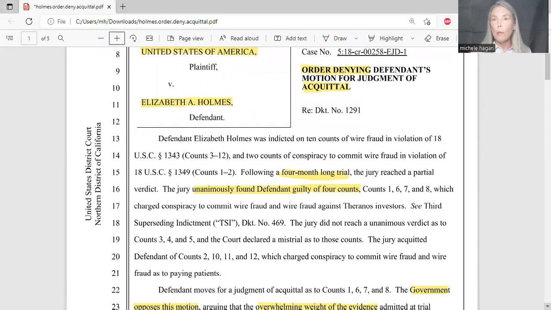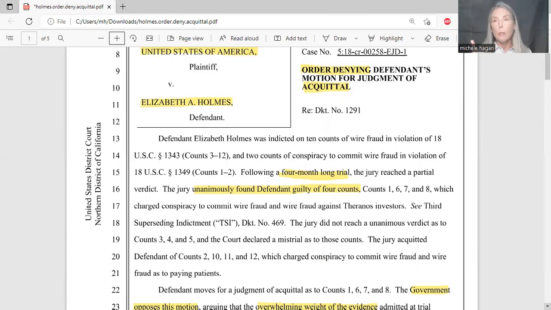So following a 4-month-long trial, and I watched this trial, the jury unanimously found the defendant guilty of 4 counts. So the jury came back unanimously. This is a criminal case. Criminal cases require a unanimous verdict, meaning all of the 12 jurors have to agree to convict. And they decided to convict her on 4 counts, right?